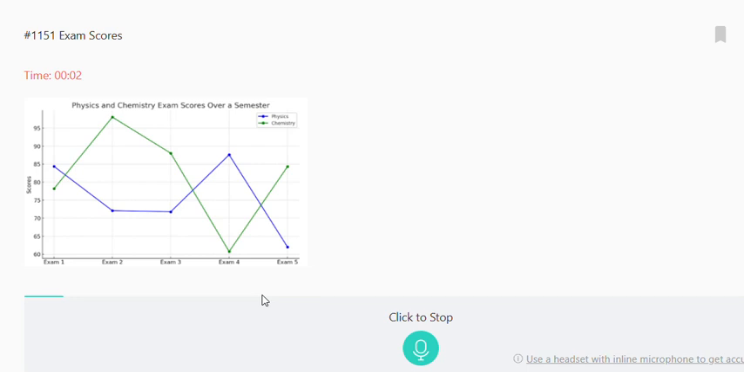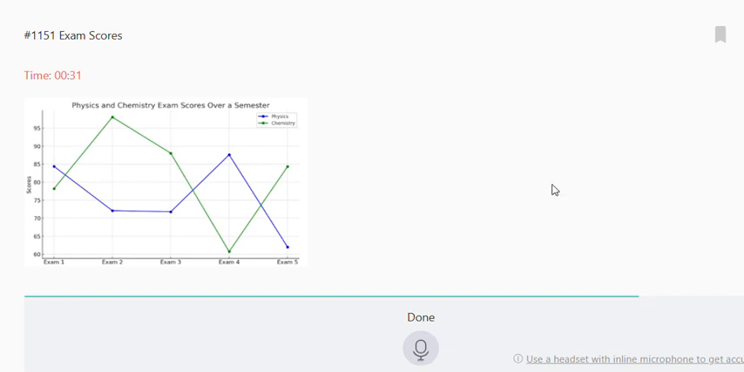The line chart in front of me represents physics and chemistry exam scores over a semester for different exams from exam 1 to exam 5. From the image I can see that for chemistry the highest score was in exam 2 which was nearly 100 and the lowest score for chemistry was in exam 4 which is nearly 61. The highest score for physics was in exam 4 whereas the lowest score for physics is in exam 5 which is 63. Overall the image gives us a lot of information about the exam scores over a semester.